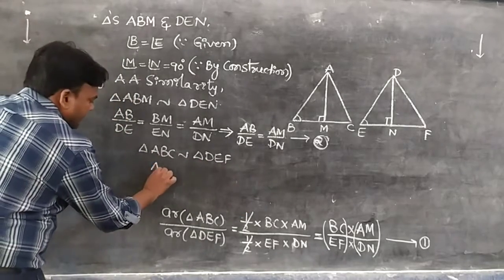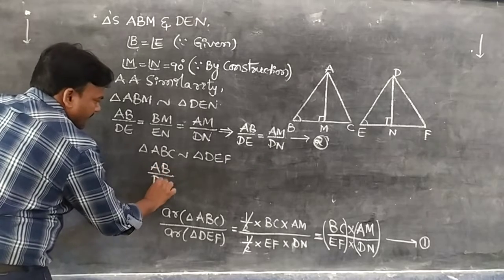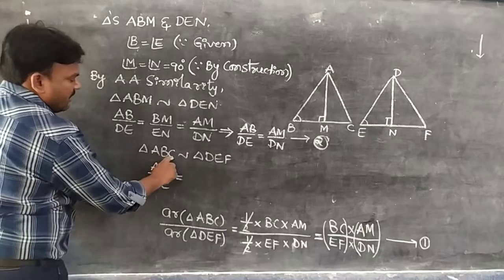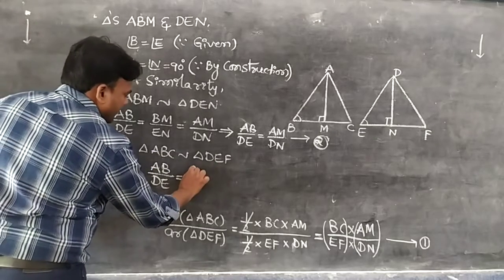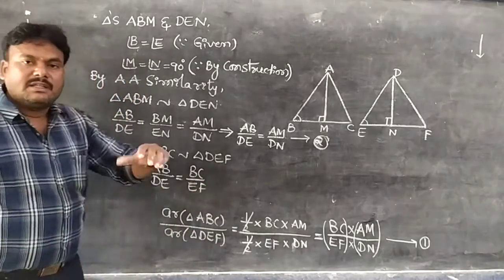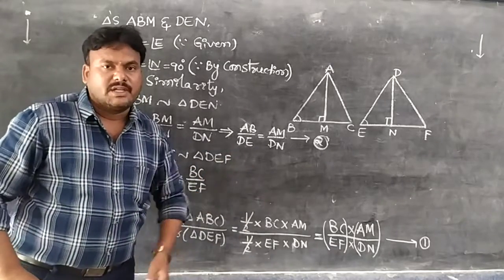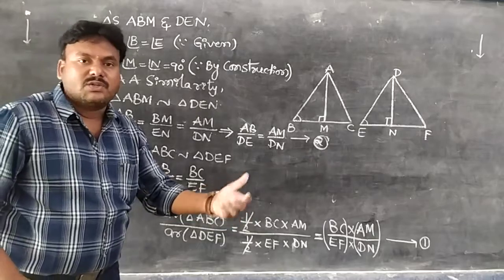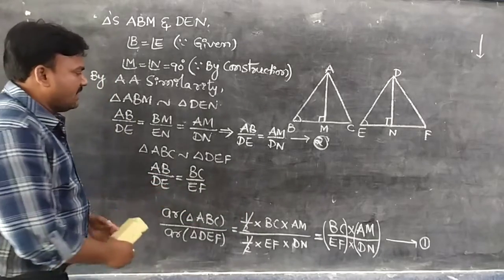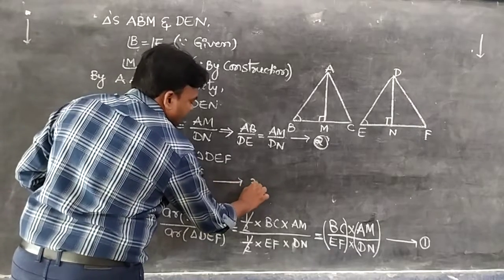So that implies AB by DE equals BC by EF. No need for the third ratio. Why? Because if any three ratios are equal, any two are also equal. If three ratios are equal, any two also equal. So comfortably we have taken AB by DE equal to BC by EF, which is equation number 3.